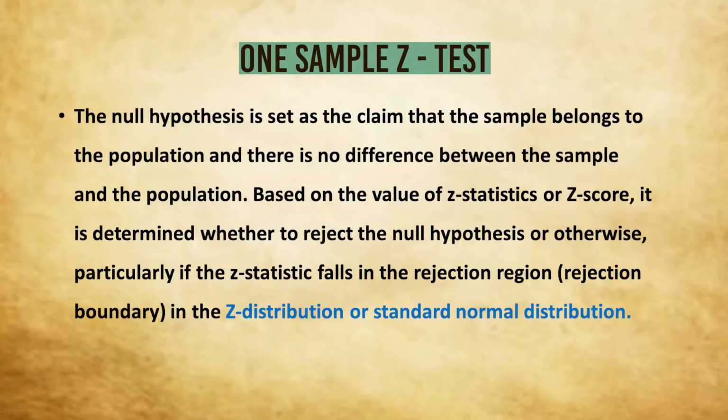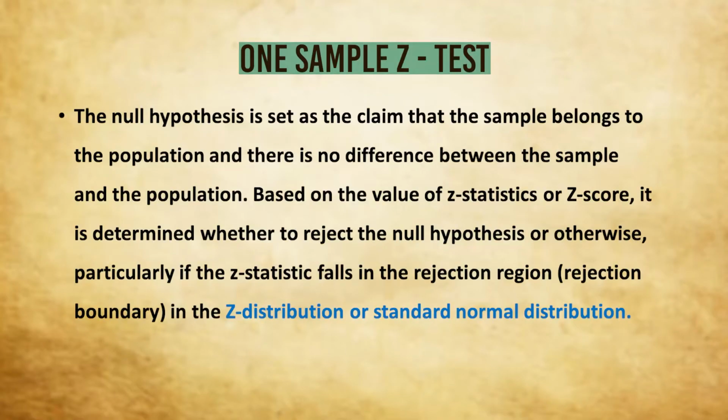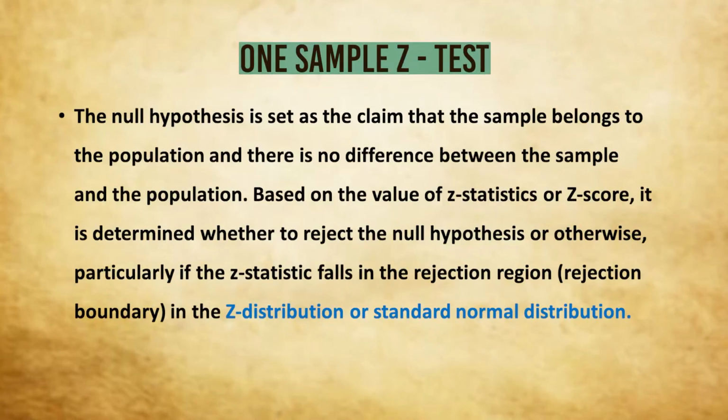The null hypothesis is set as the claim that the sample belongs to the population and there is no difference between the sample and the population, basically in terms of its mean. Based on the value of the Z statistic or Z score, we determine whether to reject the null hypothesis or otherwise to accept it. That means whether we say that the sample mean is not a sufficient evidence to say that the population mean has got the specified value or not. Here we need a Z distribution or a standard normal distribution and see whether the Z statistic falls in the critical region or in the acceptance region.